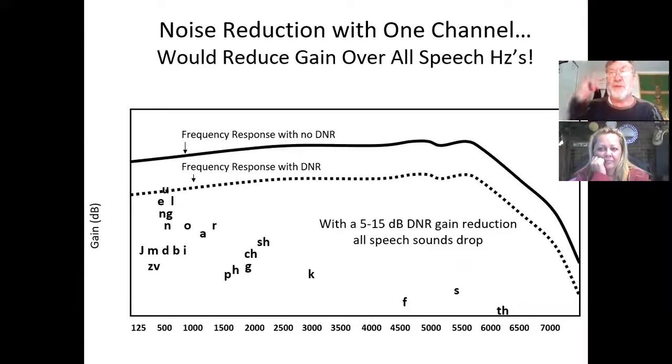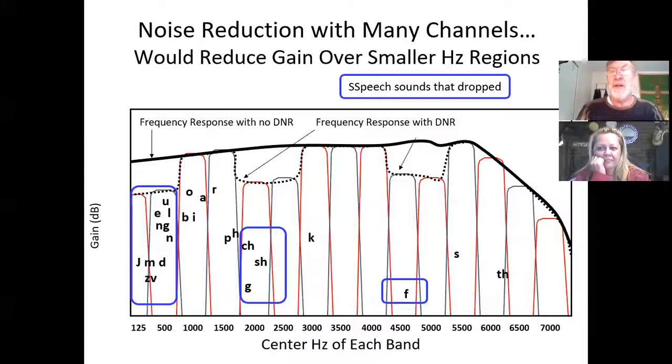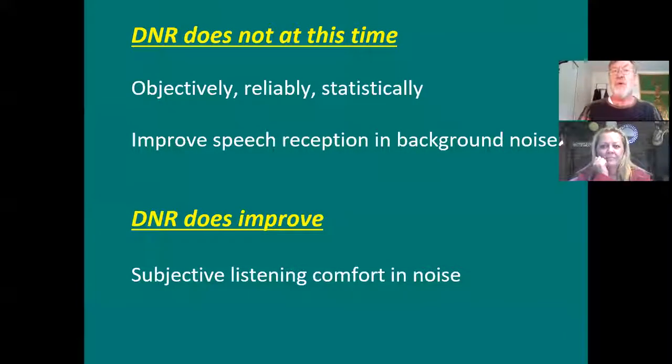Well, that's the same as reducing your volume control. That's why hearing aids have many channels today. So you're reducing the gain only in specific channels where the noise is sensed and none other. So, old hat. Digital noise reduction does not at this time objectively, reliably, statistically improve speech understanding in noise, but it does improve subjective listening comfort in noise, and that's important because if a person isn't comfortable in noise, the hearing aids will end up in the drawer and not in the ears where they belong.